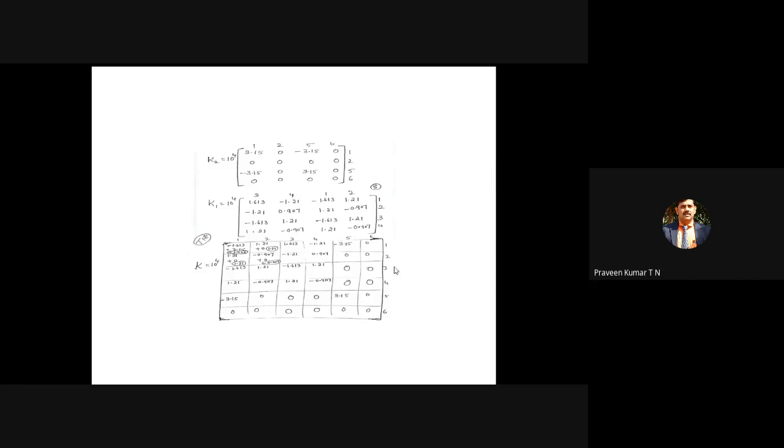Now, when you are writing the global stiffness matrix, there are three nodes, and each node has 2 degrees of freedom. The total order of the stiffness matrix is 6 by 6. But if it is 3 nodes in the case of a bar element, the final order of the stiffness matrix will be 3 by 3.